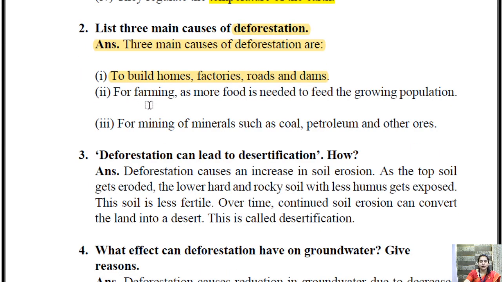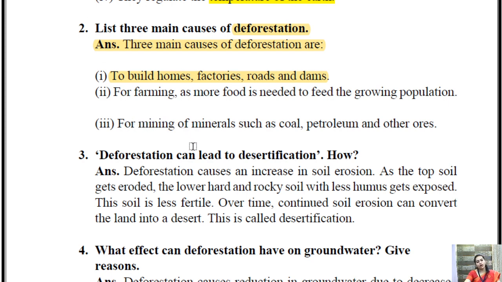Next we have farming, as more food is needed to feed the growing population. As the population is increasing, we require a much larger agriculture sector, and that agriculture sector is required for food, for everything. So for farming and for increasing the agriculture area, again they are cutting the trees.